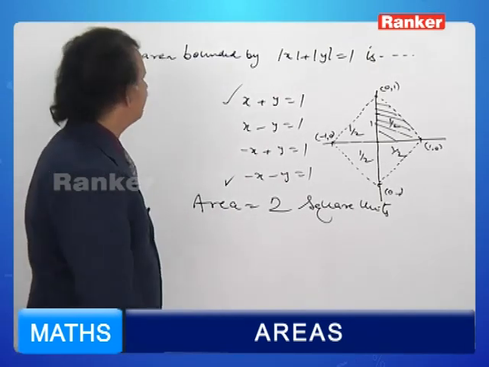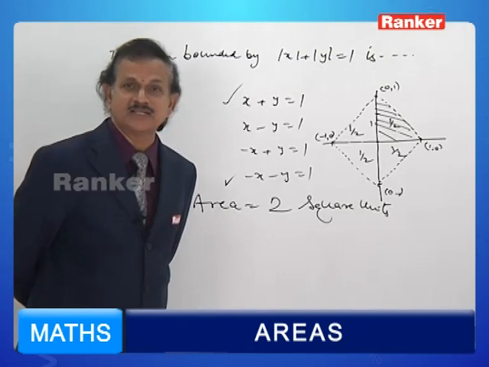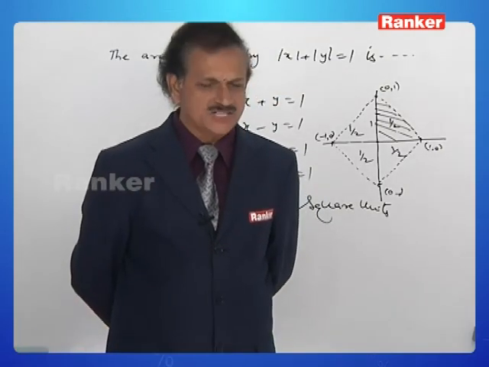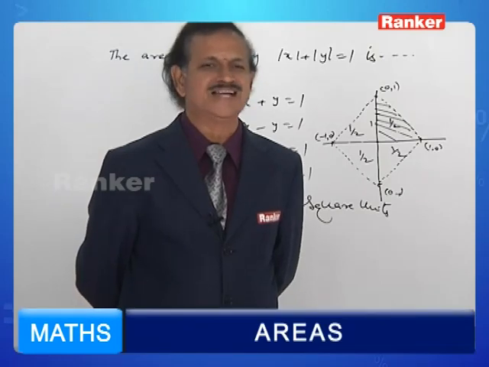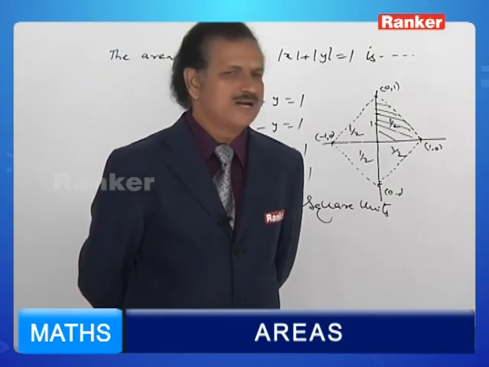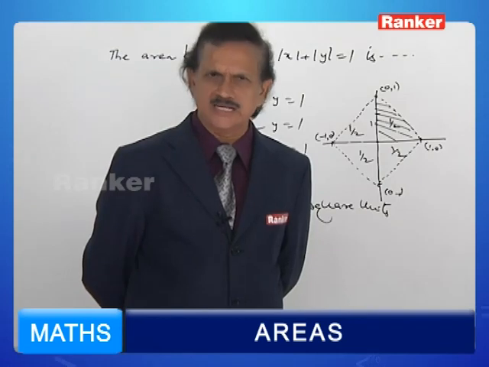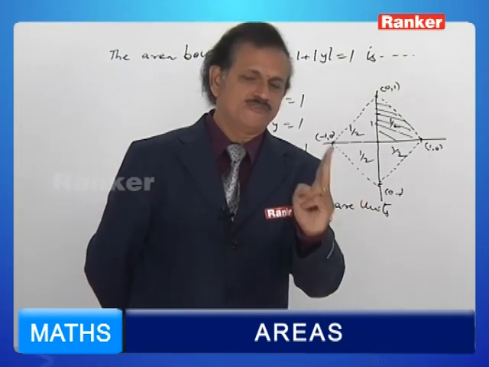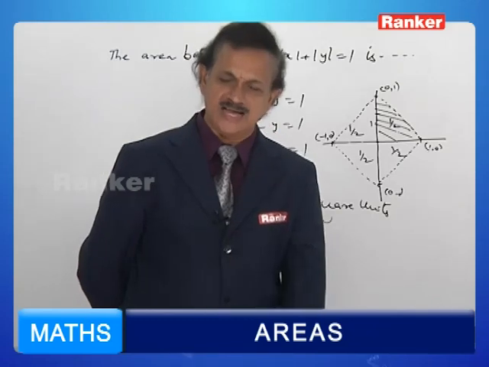It is one of the most standard questions with a standard answer. You need not put any step. You just remember that the area bounded by that curve, or the set of straight lines given by that equation, is nothing but 2 units. That is 4 into half units, like that.